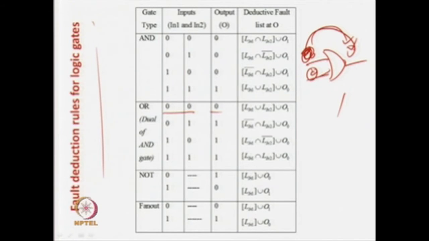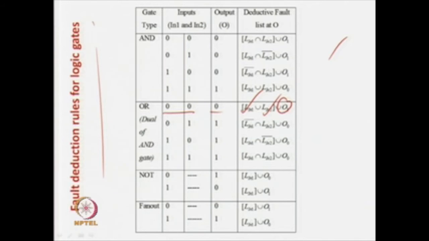But you know that in an OR gate, if one input is 1, then the answer is 1 and nothing gets propagated. So, just by applying the dual rules, we find that if both of them are 0, then both the lists will be propagated, that is the union, and of course, the output is a 0. So, a stuck-at-1 fault will be detected.